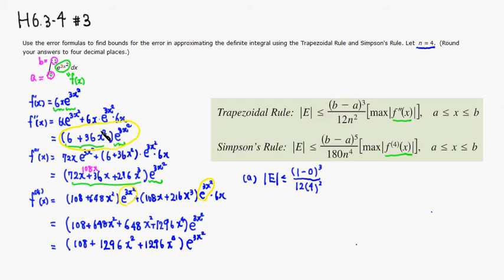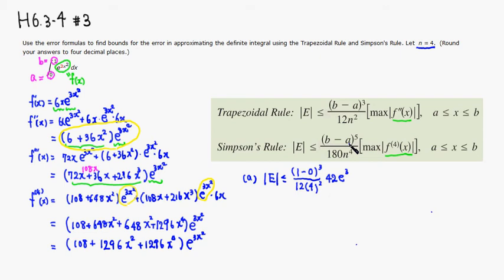Let's look at the second derivative right here. Between x equals 0 and 1, we want to make this as big as possible. It looks like this is an increasing function, so we want to plug in 1. If you plug in 1 here, you have 6 plus 36 times 1, so it's going to be 42 times e cubed, because x is 1. So that will probably be the value.